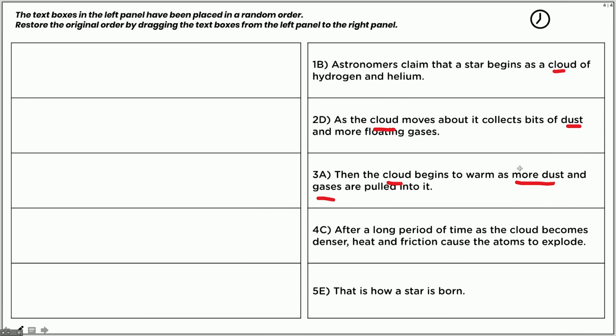And we know that this follows on here because we have more dust. After a long period of time, so here we go, as a time sequencing reference, after a long period of time, as the cloud becomes denser, because everything's being pulled into it, heat and friction cause the atoms to explode. That is how a star is born. So it begins here, then something happens after a long period of time, and then the final outcome is that is how a star is born.